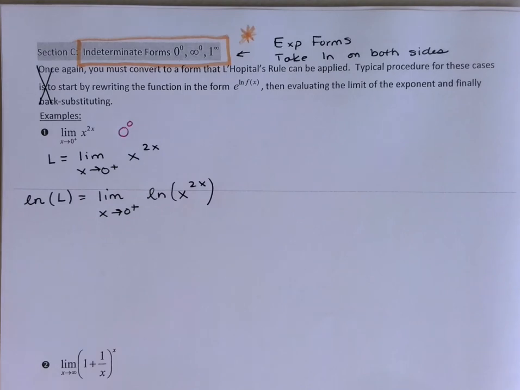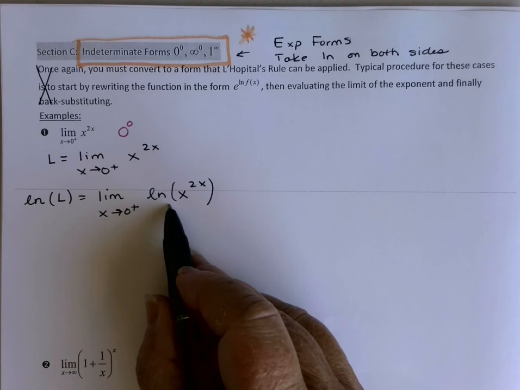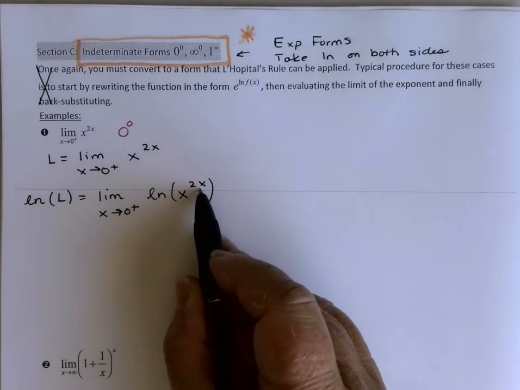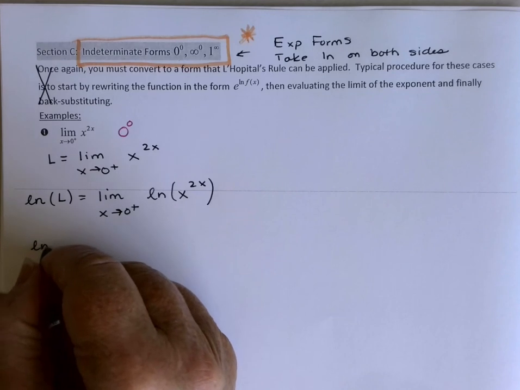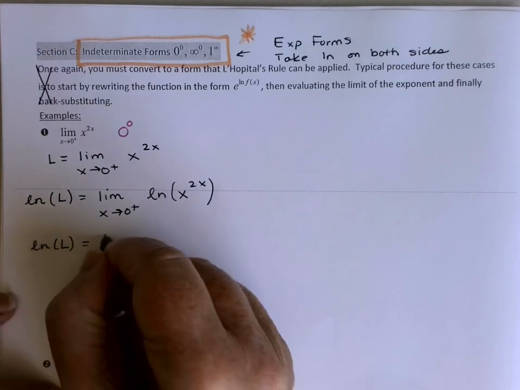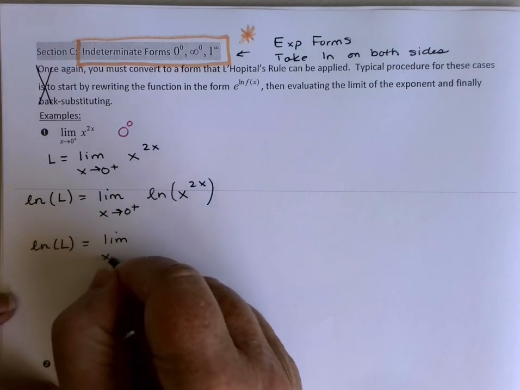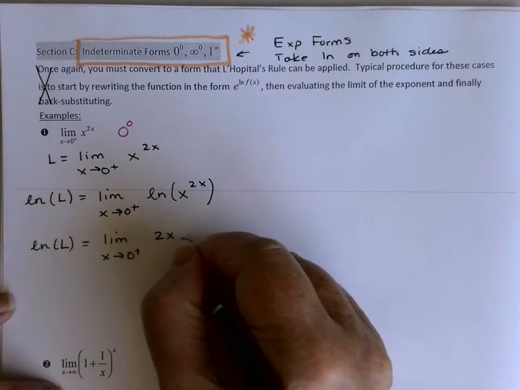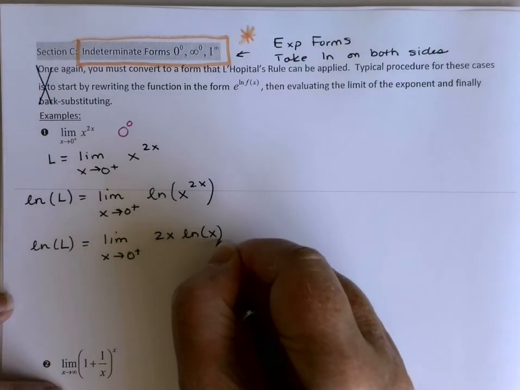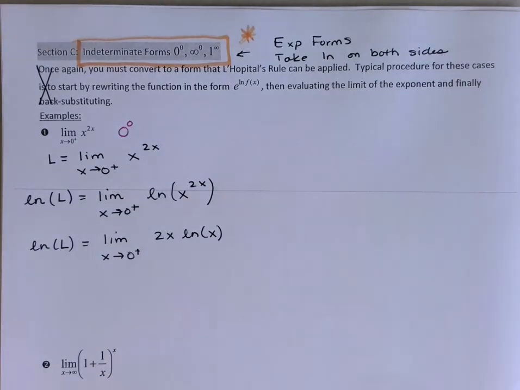Why is this an advantage? Well, remember the rules for logs say I've got that property, a power property, that allows me to bring the 2x down in front here. So I'd have 2x ln x. And what's going on now?